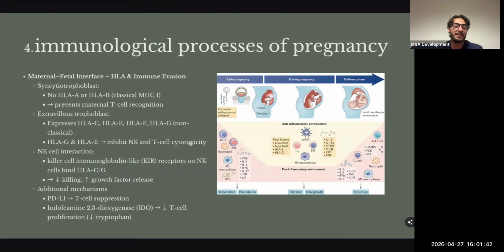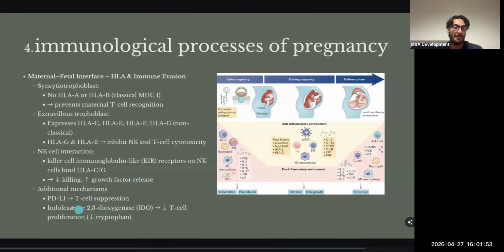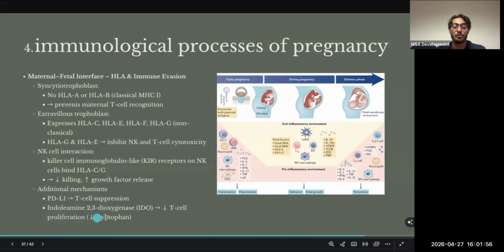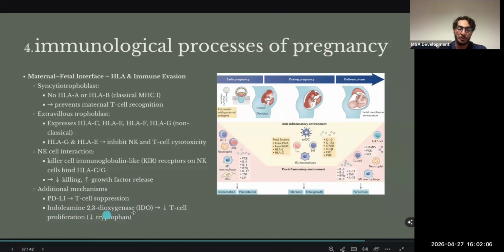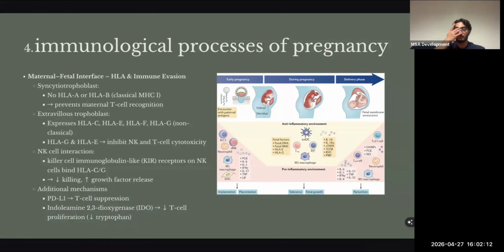All right. Some additional mechanisms is through production of PDL1, which, if you remember, is a similar mechanism that's used in cancers and specific malignancies in order to suppress T cells. There's also this thing called indoleamine 2,3-dioxygenase, which eats up the tryptophan. You guys know that tryptophan is one of the essential amino acids that's needed for the body, and specifically for T cells. So it uses up all of the tryptophan so that T cells cannot proliferate as well. And again, this prevents, just like we mentioned before, T cell activation and attacking and destruction of the placenta or the fetus.